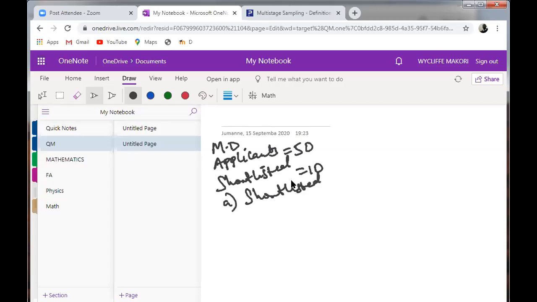Okay, let us work. B, just hold on. Let us work on this first. What is the probability that the candidate was shortlisted? If a candidate is picked at random, what is the probability that the candidate is shortlisted? Let me hear from you. Let us have it like a discussion, and then we agree on the way forward. Somebody to try, just try. There's no problem with the trying.